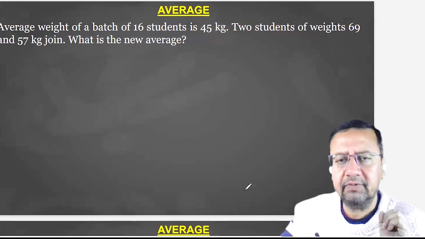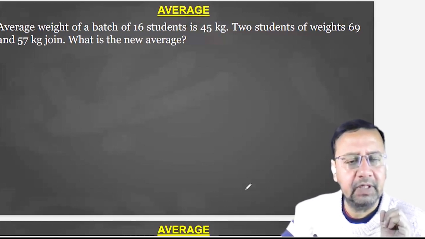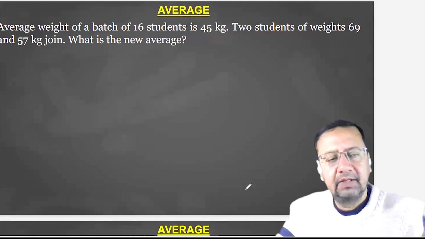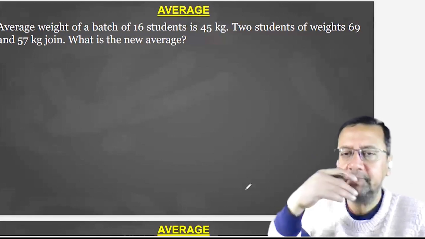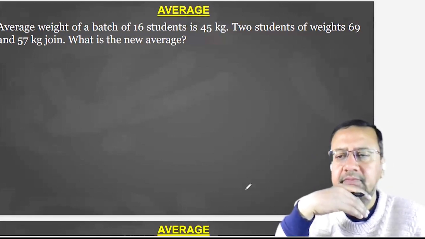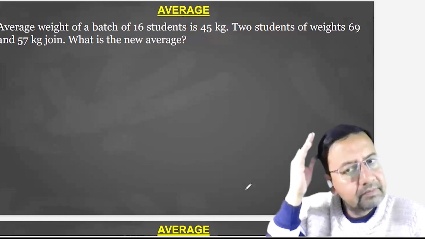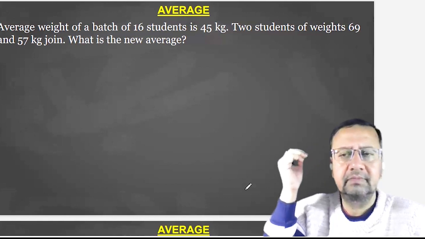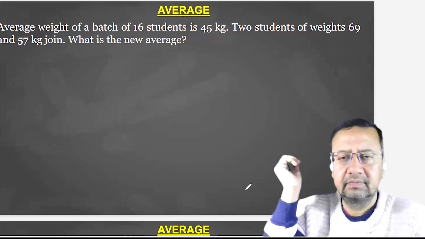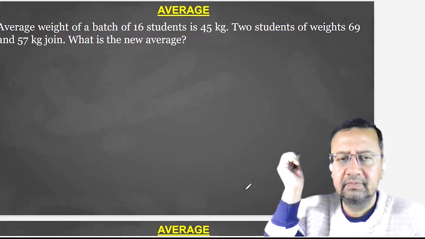Aditi is saying 47. Ashna is saying 47. So Ashna, how is this 47? First of all, we'll assume the total weight to be x. Then x by 16 is equal to 45. We calculate x by multiplying 45, the average, into the number of students. Then we have the total weight for the 16 students. To that weight, we add 69 and 57 and divide the total by 18 students, because two more students have been added. And then the new average would be 47.